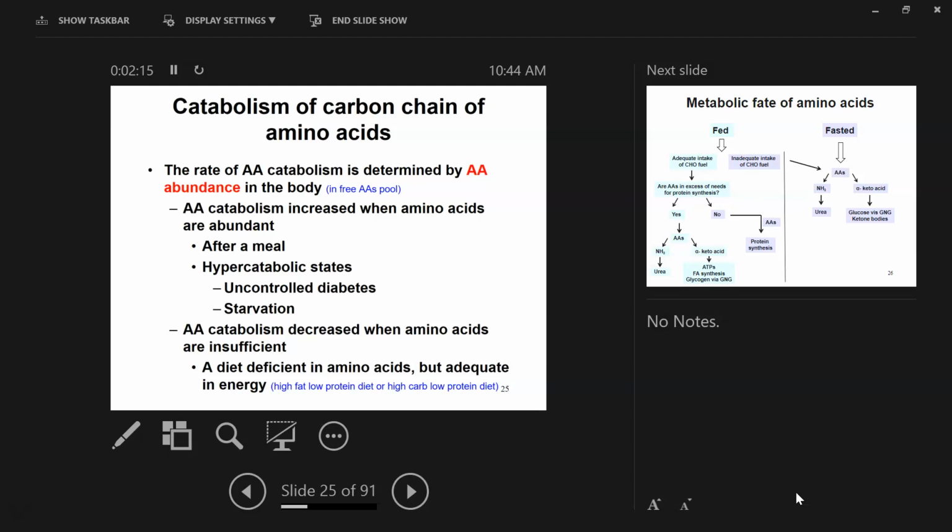Okay, now once the nitrogen is removed from amino acids, the carbon chain of the amino acid is then further metabolized. So here we just go through the overall catabolism of the carbon chain of amino acids. First of all, the rate of amino acid catabolism is determined by amino acid abundance in the body, basically in the free amino acid pool, if you still remember.